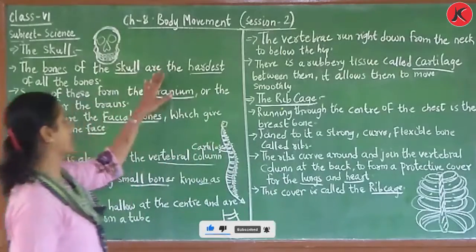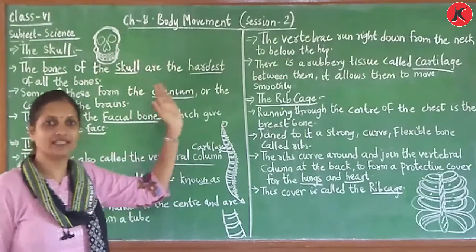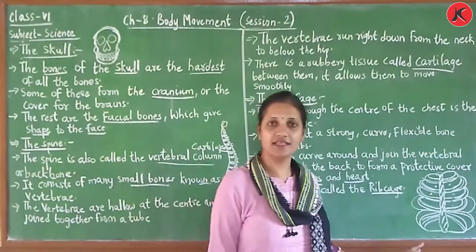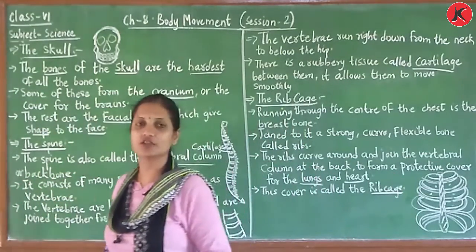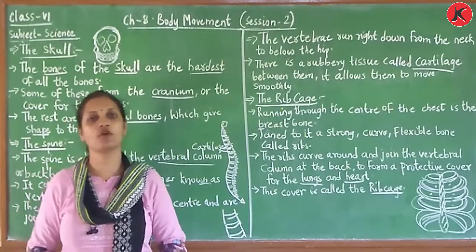So the first part we have discussed is skull, which is a very important part of our skeletal system. Second is our spine, and third is rib cage. In next session we will discuss further about different bones and joints of our body.